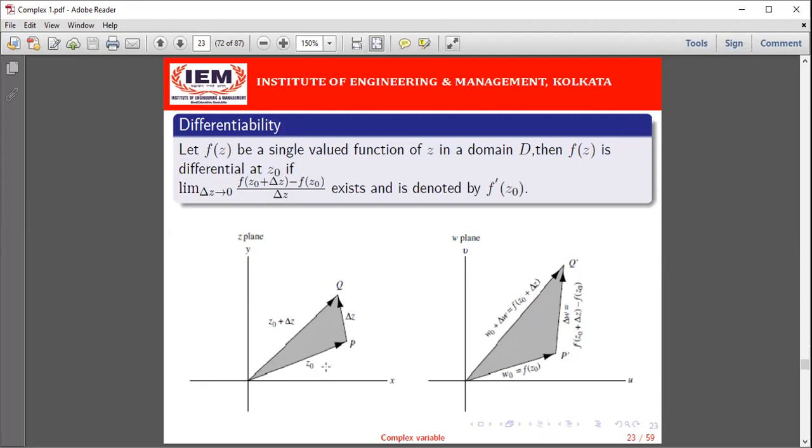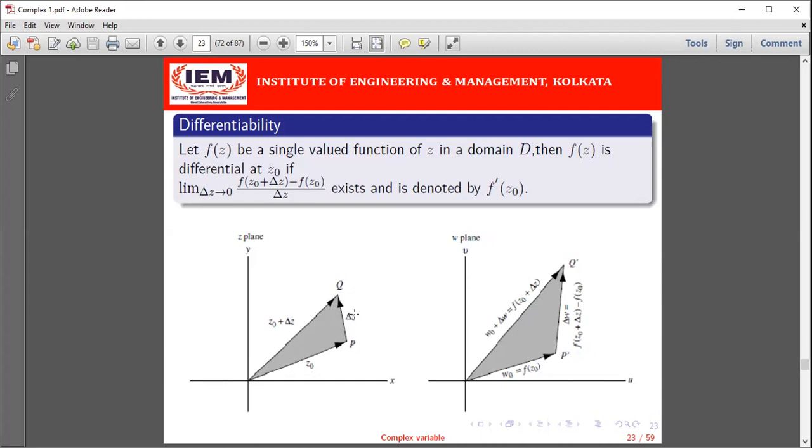You know that any complex number can be identified as a two-dimensional point in the Argand plane. So in the z-Argand plane, the z0, whose x component is x0 and y component is y0, is identified by the point P. Then we are taking a small increment. This is the position vector. Position vector means one point is connected to the origin, and from the origin the vector is directed towards this point.